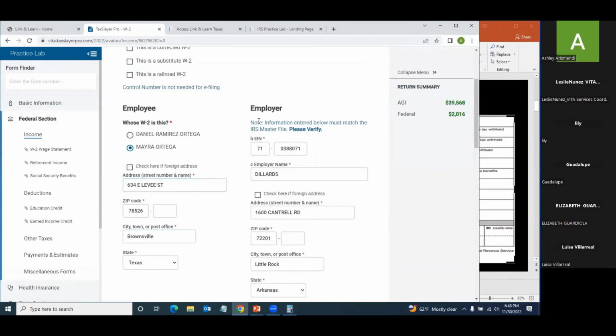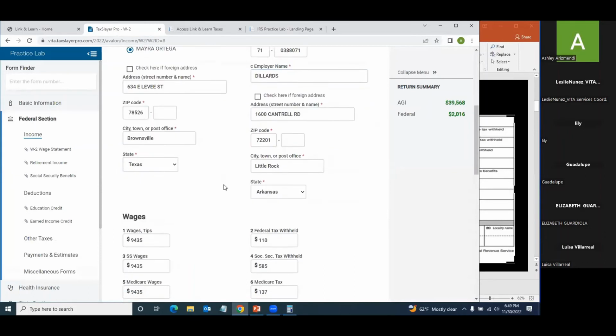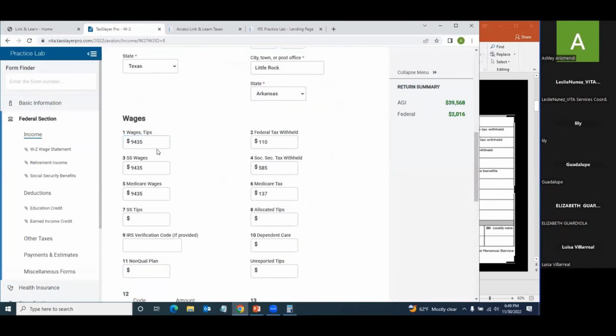Then for the employer, we're putting the EIN number as 71. Yeah, I have that. I just need the wages. Okay, the wages is 94.35. And then the federal tax withheld is 110. And you just push tab, and everything would populate.